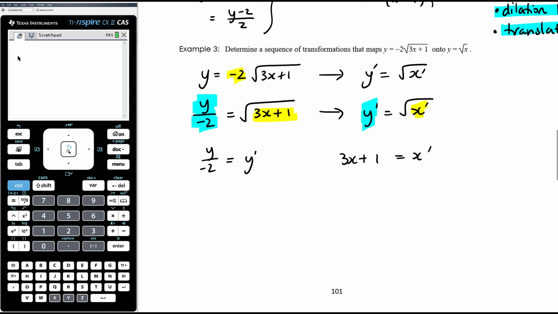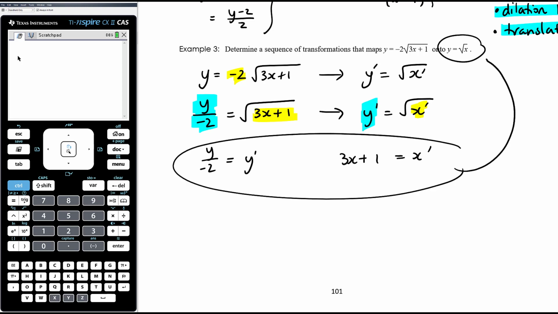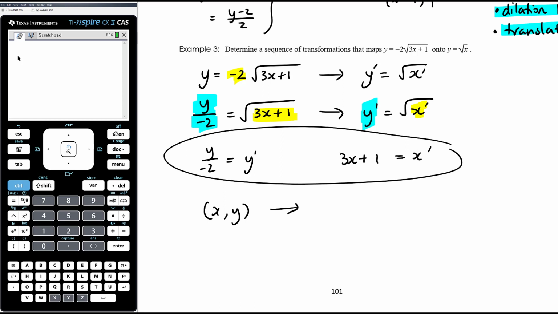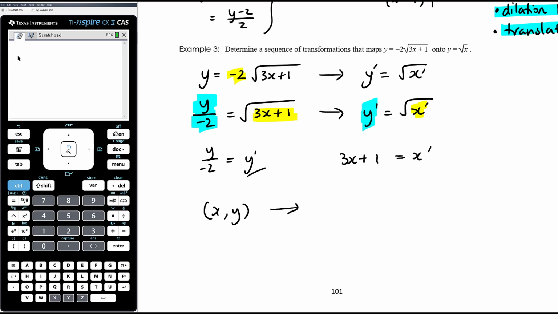Now this is where it's really important that you keep your eye on what it is that you're trying to find. So if we're trying to apply a sequence of transformations to a rule, we need x and y to be the subject so we can substitute in. If we're trying to determine the sequence of transformations, we are trying to work out what is x dash and what is y dash. So we want x dash and y dash to be the subject. Now, when you're going backwards from a messy function to a nice function, automatically when you write down these equations, you have y dash and x dash as the subject. So you don't need to rearrange the equation.